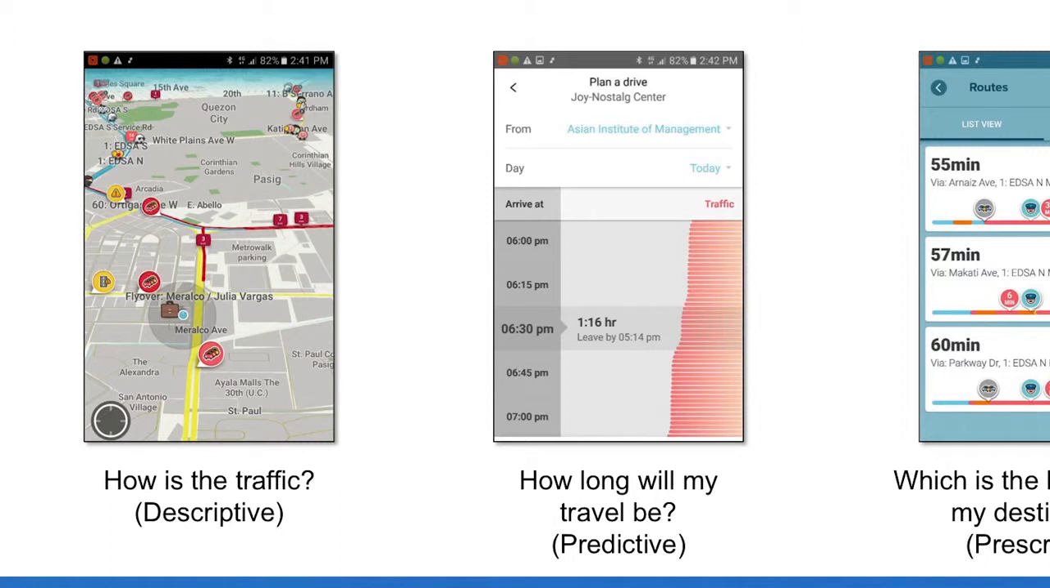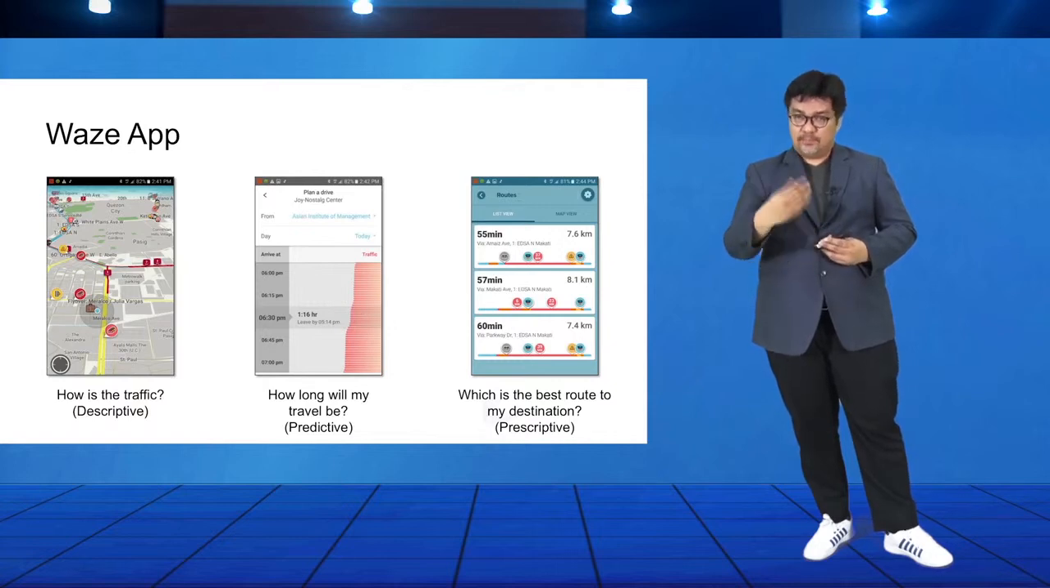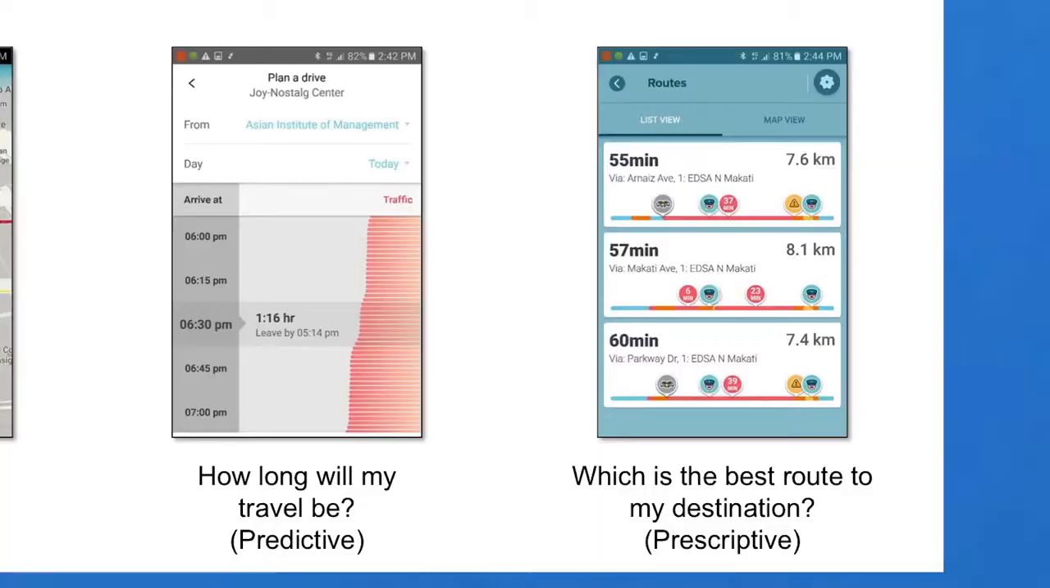Then you want to know, okay, if I leave at this time and I go to this destination, how long will my travel be? This is predictive. So Waze not just tells you your estimated time of arrival, it also gives you your estimated time of travel, depending on what time you leave. Waze uses historical data to model this, based on your past travel patterns and the situation of the traffic around you. The most popular use of Waze is prescriptive.